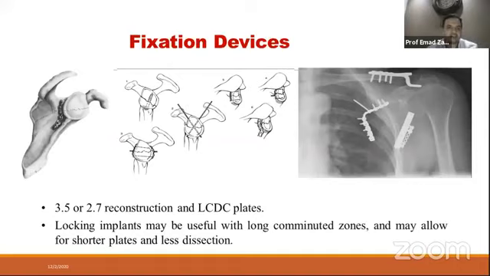Fixation devices vary as before: 3.5 or 2.7 reconstruction plates, low contact dynamic compression plates, locking plates, or other plates may be valid.